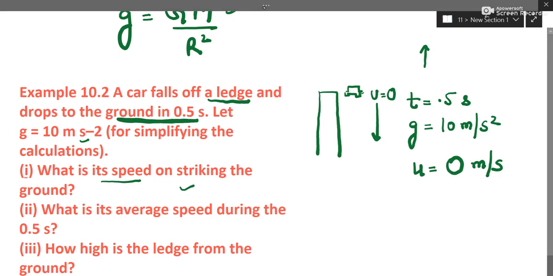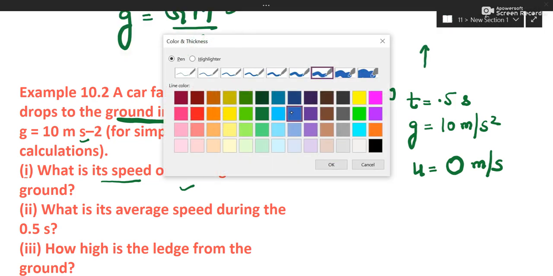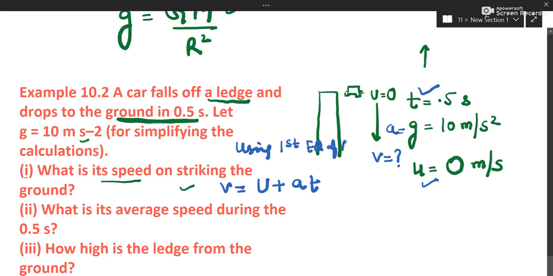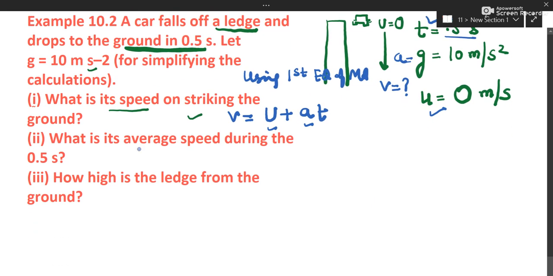Simple, we'll use the first equation of motion. We should always search for the equation which is connecting these: T, U, this is A, this is acceleration. We have to find out V. First part is V. So we can simply use the first equation of motion. So we can use U is 0, A is 10, time is this.